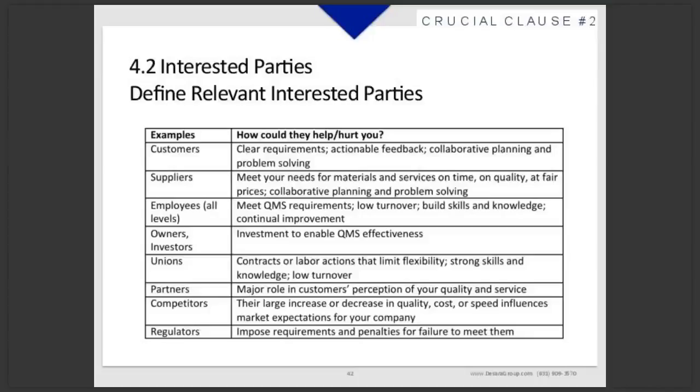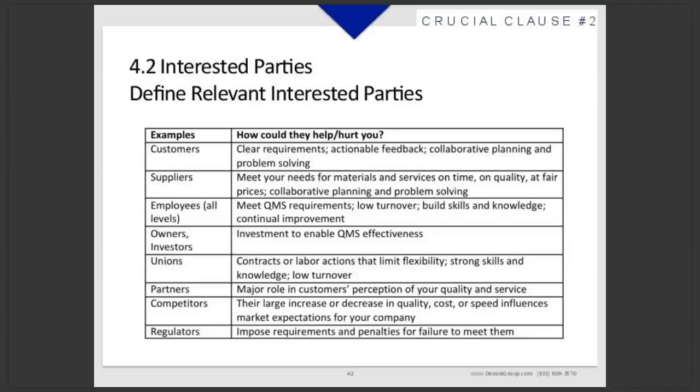Customers, suppliers, and employees, we know they can help or hinder you. Those are obvious. But let's look at the others, like owners and investors. If you need, for example, some new equipment in order to keep up with the marketplace, you've got to make your case for that capital expenditure. So your owners and investors, and your owners may be the parent corporation. Your owners may be the broader corporation that's not within the scope of your certification.